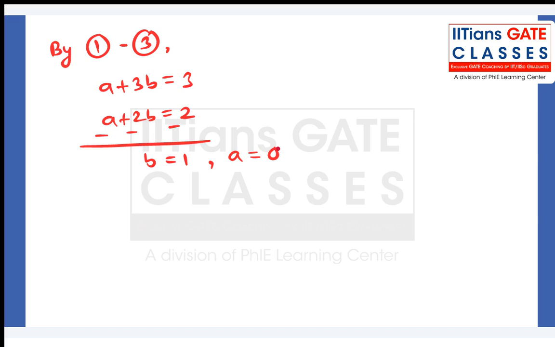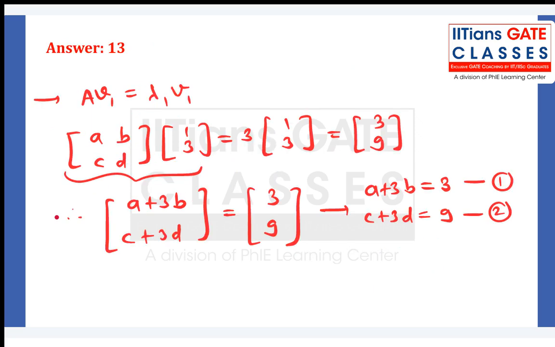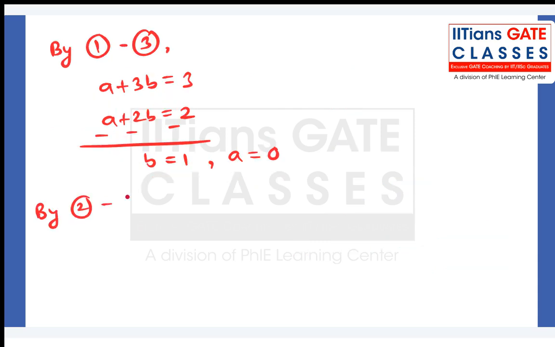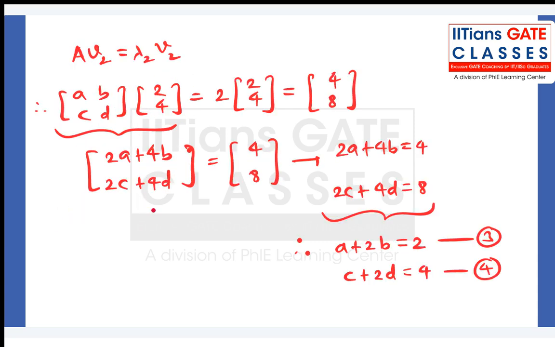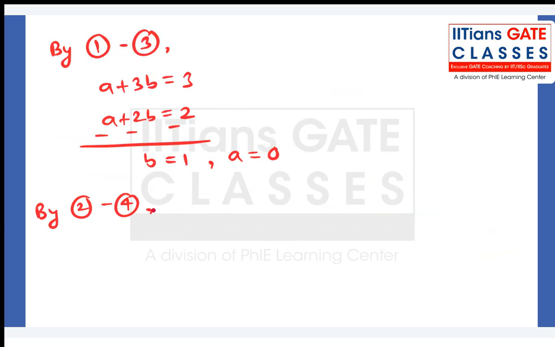Now you do a similar thing to the second and fourth equation. So it is C plus 2D equal to 4 and it is C plus 3D equal to 9. Okay, so 4 minus 2, if you do. So what do you get? C plus 3D equal to 9 minus C plus 2D equal to 4, and we are subtracting this. So C gets cancelled. 3 minus 2 is 1, so it is just D. 9 minus 4 is 5. Okay, so D has to be 5.